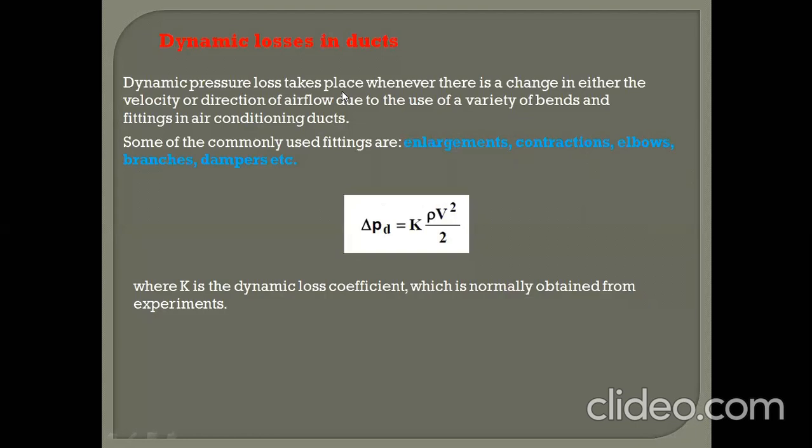I think everybody is aware that in fluid mechanics you already studied these frictional losses and dynamic losses. The same is applied to ducts also. The dynamic losses are because of change in velocity or the direction of airflow, and these may be because of bending or fittings. Some of the common fittings used are the enlargement, contractions, elbow, branches, dampers, etc.